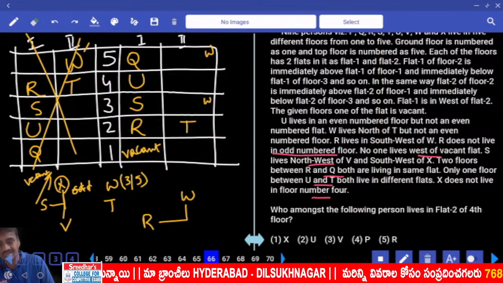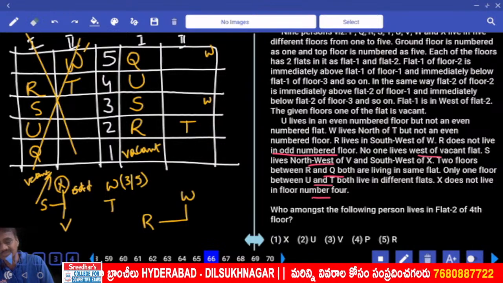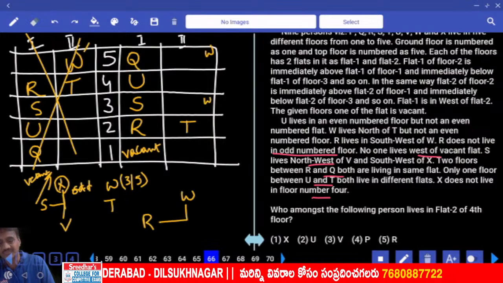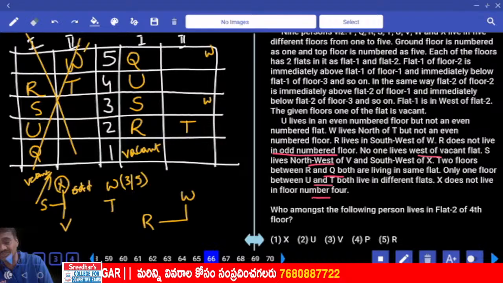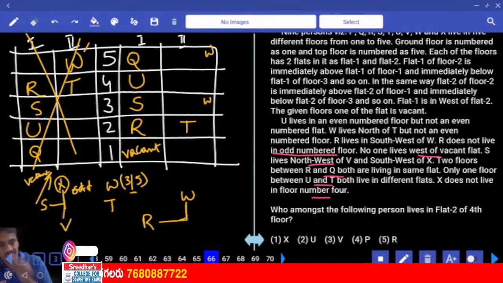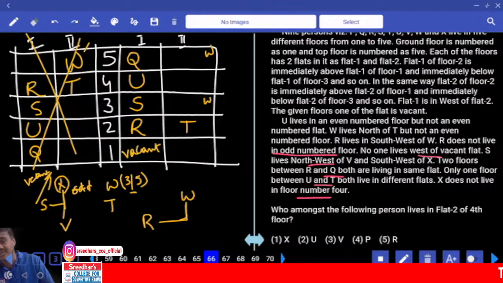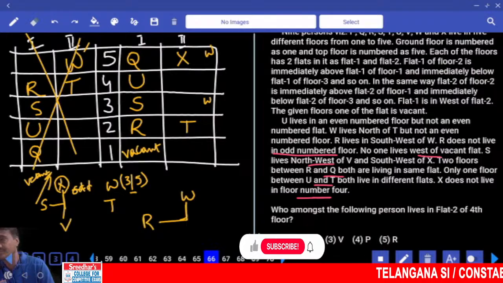Now, where should this X and V be? X and V must be on the 5th floor. Why must X be on the 5th floor? Now, X is to the northeast of what? At the same time, W is either on the 3rd floor or on this one, and W is to the northwest of R. Then, X does not live on floor number 4. As X is not on floor number 4, X must be on floor number 5.